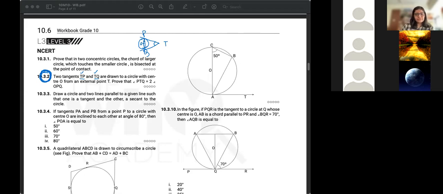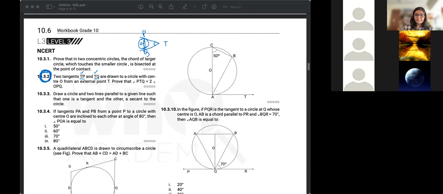So I'll give you guys a minute and a half. Draw the figure. Think about it. If you have already got it, how to start and what to do, go ahead. But if you're not able to figure it out in a minute and a half, let me know and then we'll do it on the whiteboard.